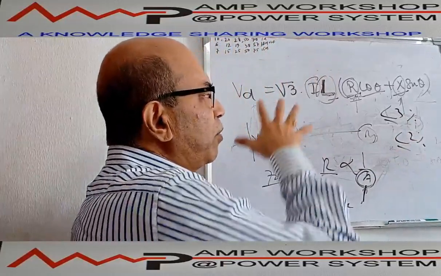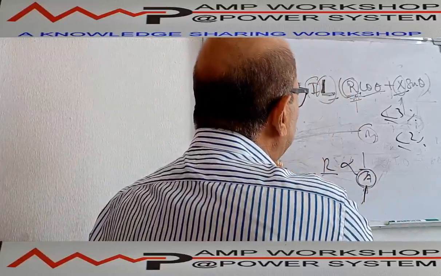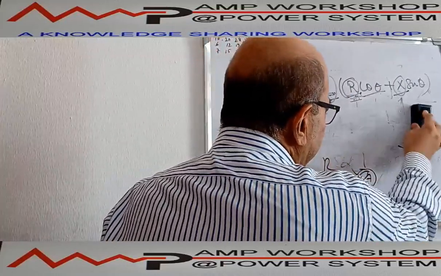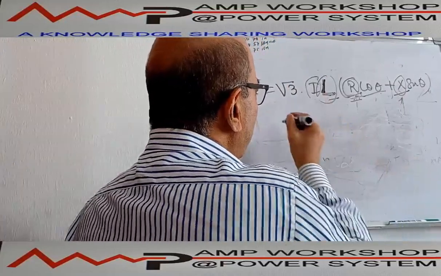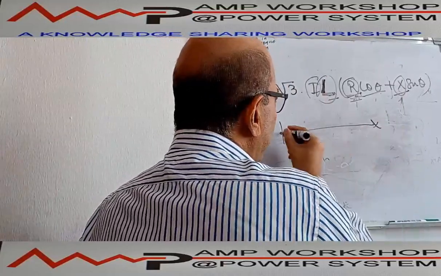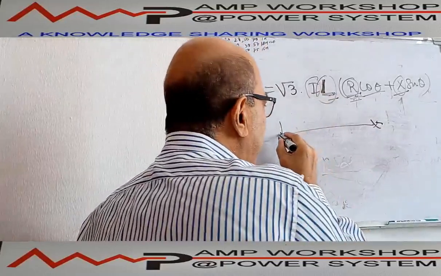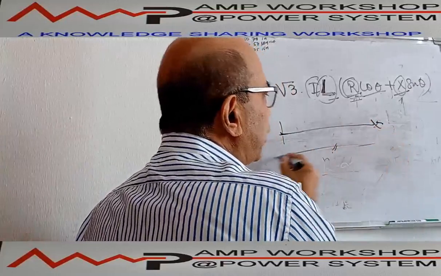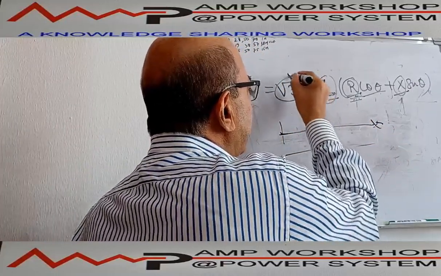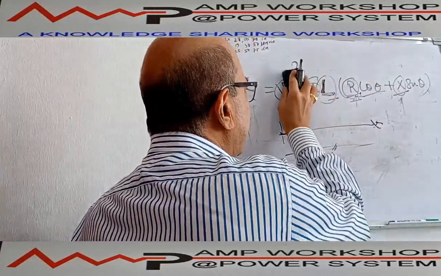This is the way voltage drop is to be calculated, and this is the approximate formula, for the 3-phase circuit. In case of a single phase circuit, what will happen? This length is from the source point to the load point. But in case of a single phase circuit, the cable will go and come back. So this is the neutral cable, so this will be 2 times. So instead of √3, for a single phase circuit it will be 2 into IL. Okay.